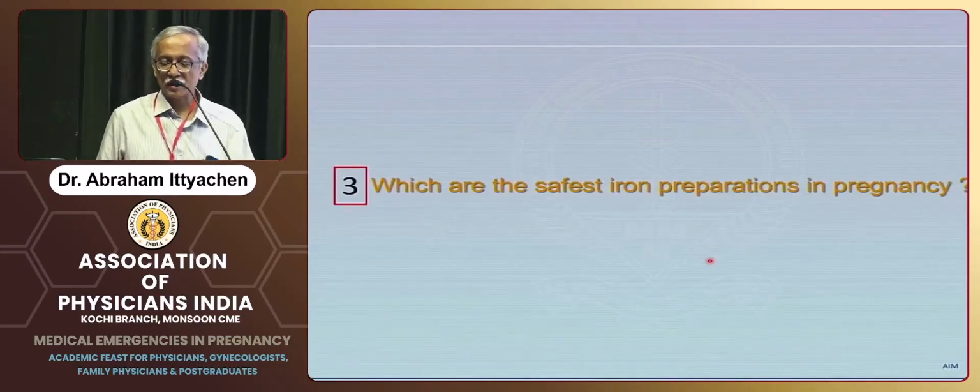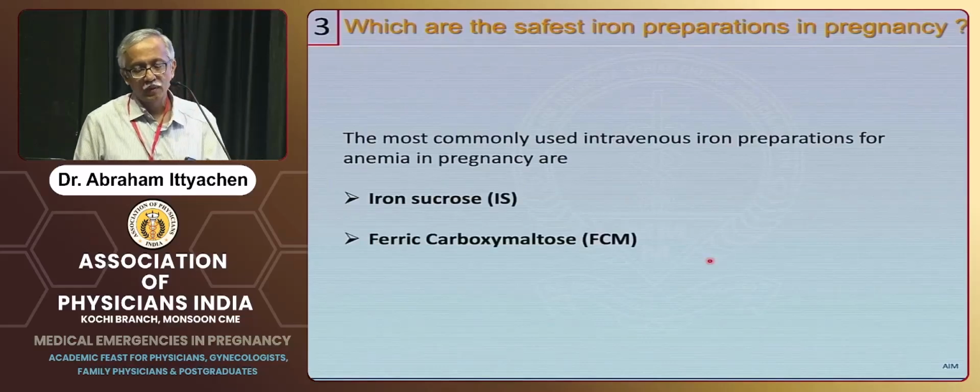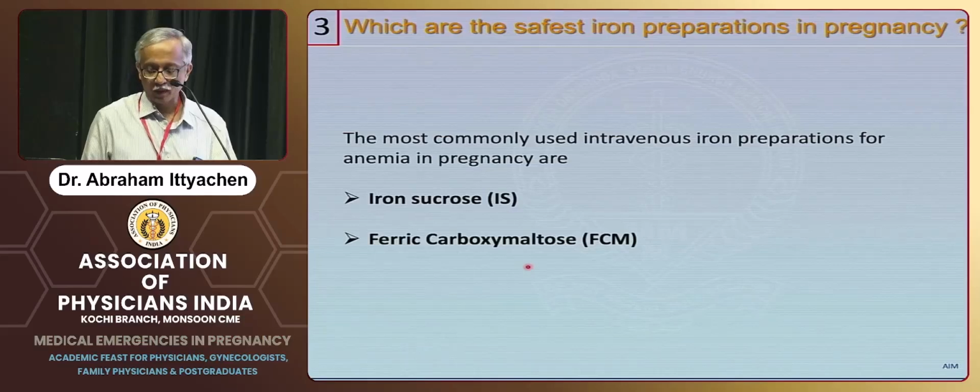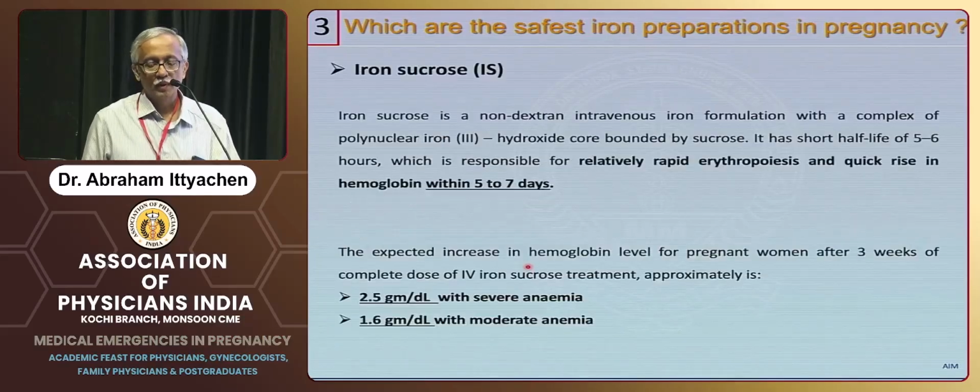What are the safest iron preparations in pregnancy? Now, these are two molecules that have come up, I wouldn't say recently, but they were not there when I was doing my MBBS. Iron sucrose and ferric carboxy maltose. Now, speaking about iron sucrose, it's a non-dextran. I think the word dextran would probably ring a bell in a lot of you because we have used it a long time back. It is responsible for a relatively rapid erythropoiesis and quick rise in hemoglobin within 5 to 7 days.